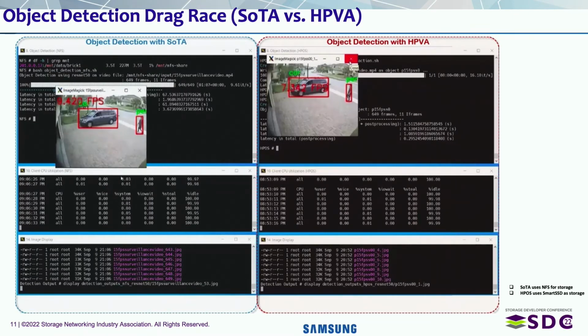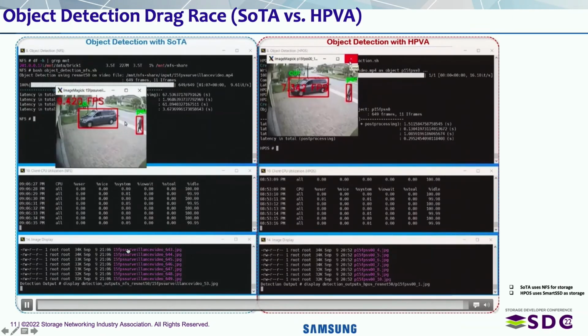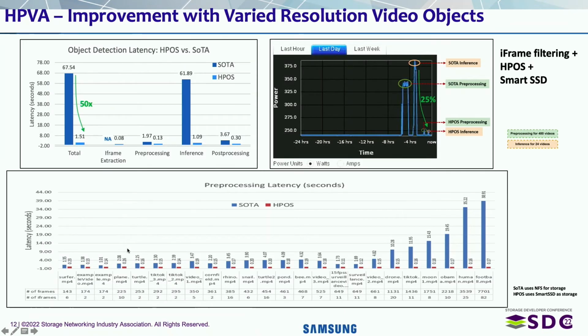All right. So this is just a quick comparison between the typical pipeline versus the HPVA. And again, these are the performance charts, contributing three major factors. One thing for iframe filtering is very important. Again, we are working with the customer here.